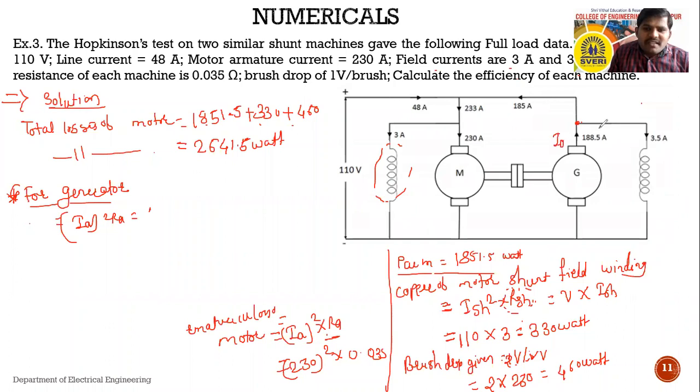188.5 is the armature current, this is the shunt field current, and this one is the output or load current. So the armature copper loss is IA square into RA. The armature resistance is the same for both machines, it is 0.035. 188.5 squared into 0.035, what value do you get? The armature copper loss of the generator.